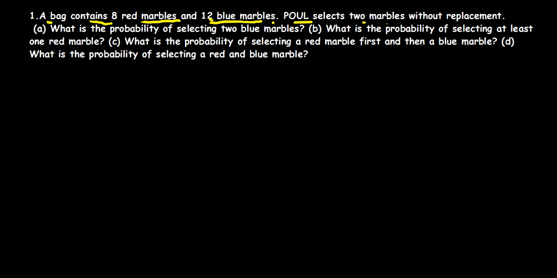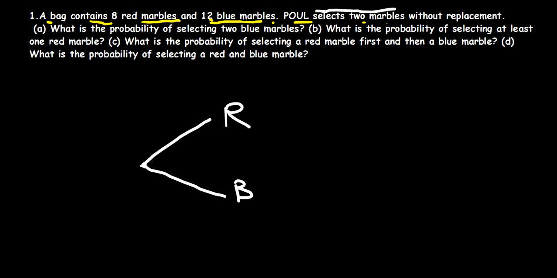How many marbles has Paul selected? Paul selects 2 marbles, so you have two selections: the first one and then the second one. For the first one, I'll select like that, and even here I'll select like that. We can say that this one here represents blue and this one represents red.